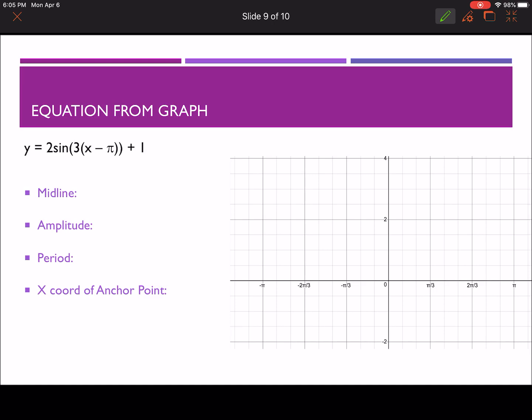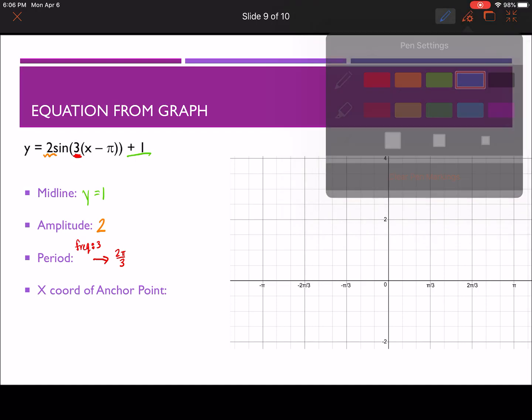We know that we have a midline of y equals +1. We know that we have an amplitude of 2. I have a frequency of 3, which means I can fit 3 whole child periods in that one parent period, which means that I have 2 pi thirds. 2 pi divided into 3 equal pieces, that's now my period, so that way I can fit 3 whole child periods into that one parent period.